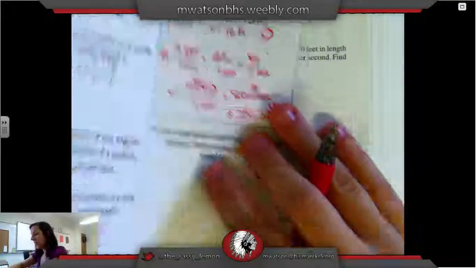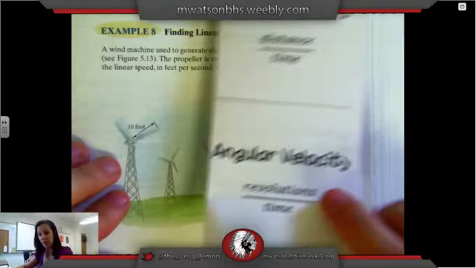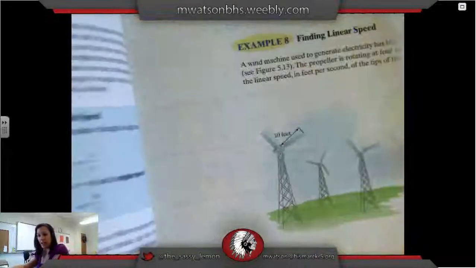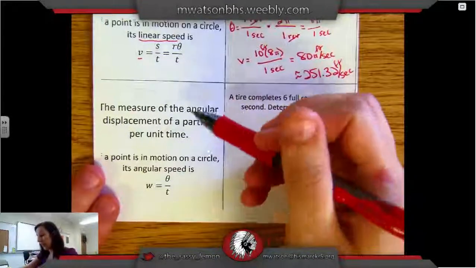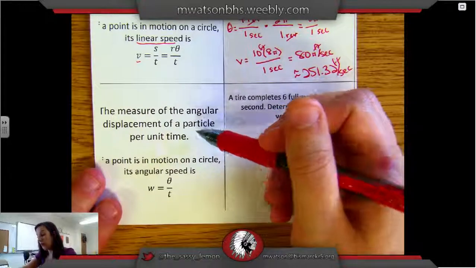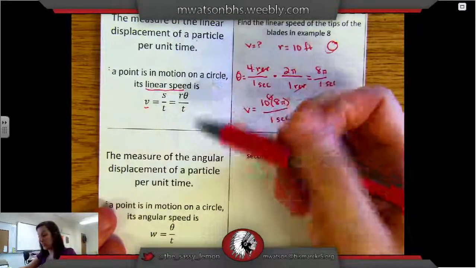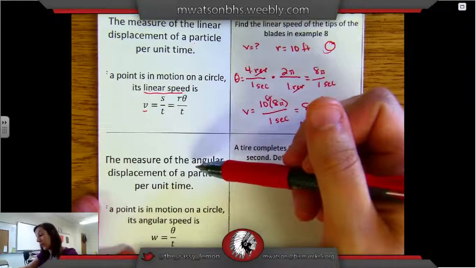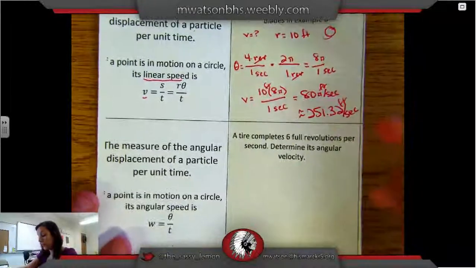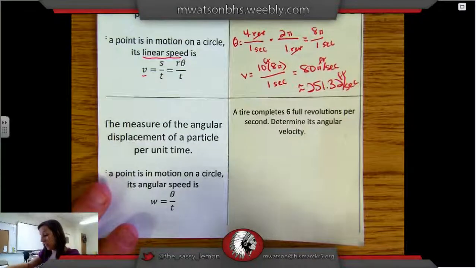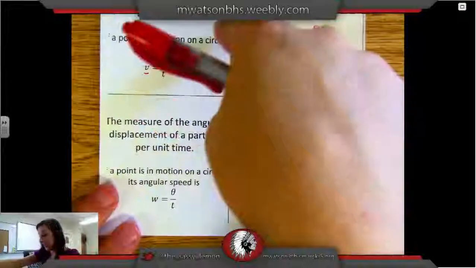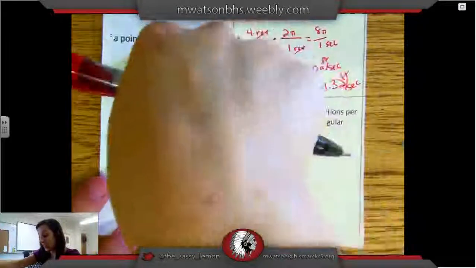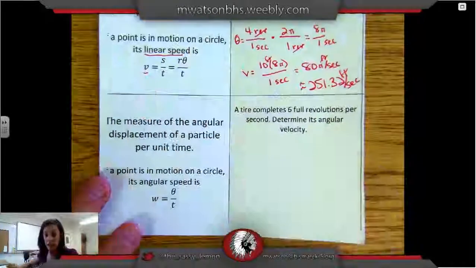Okay, so now let's talk about angular velocity. Angular velocity, again, is revolutions per time, and we actually have to do it in radians. Here is a formal definition. It's pretty much exactly the same as up here, except I said the measure of the angular displacement of a particle per unit time. Remember, it has to do with the angle itself. We don't really care how much distance it went. We just care how big an angle it has.